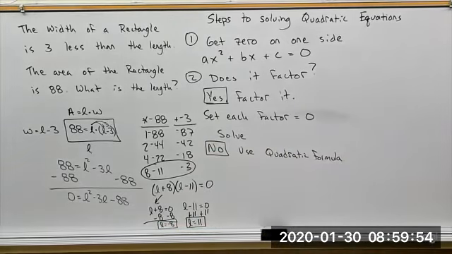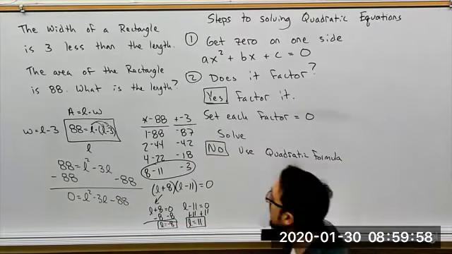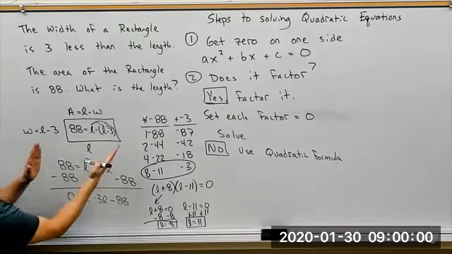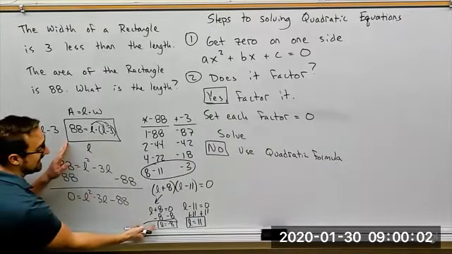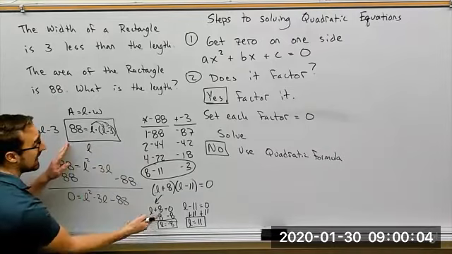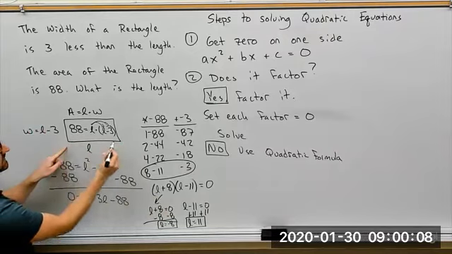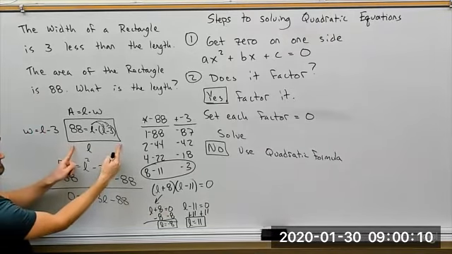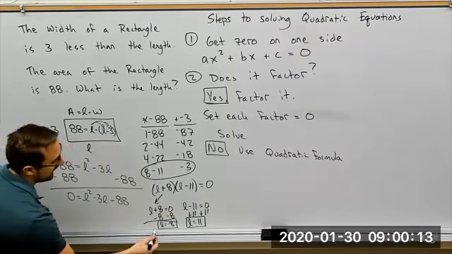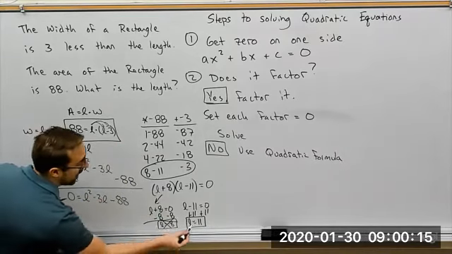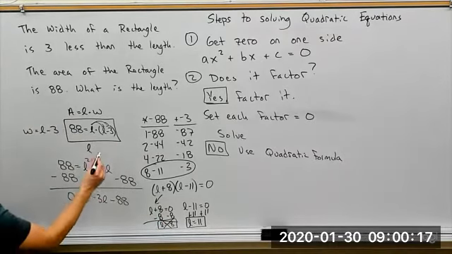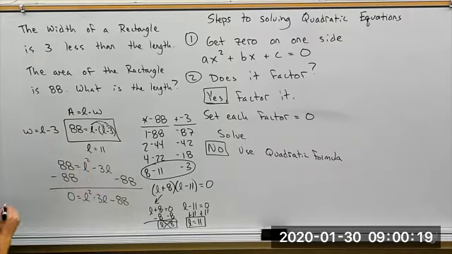However, we're talking about a real thing here, a rectangle. The length of a rectangle cannot be negative. A length is always positive. Distance is always positive. So it cannot be negative 8. Our only answer here is 11. So the length is 11.